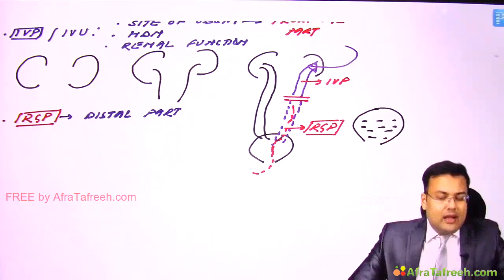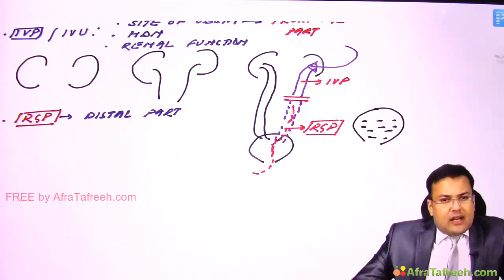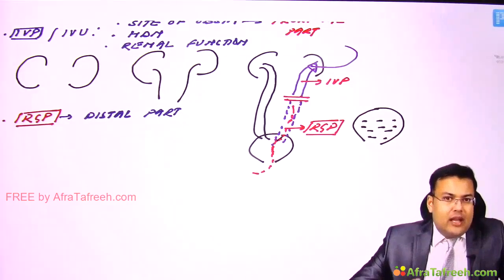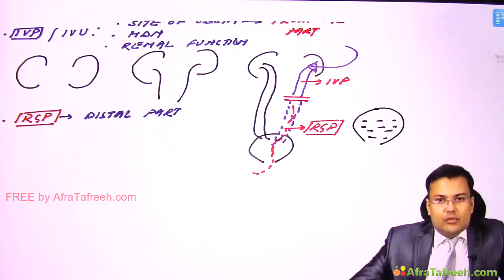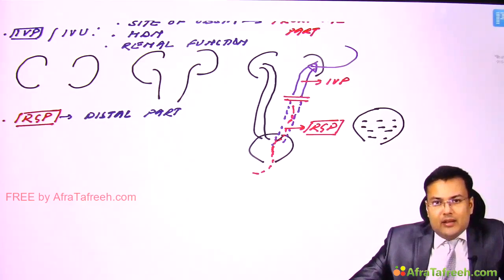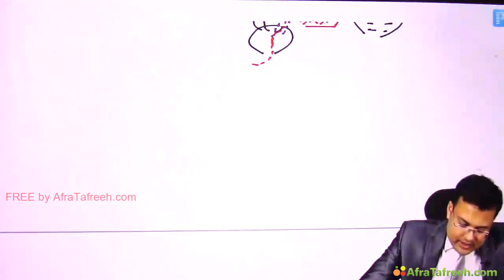Okay, now lots of questions are asked nowadays related to radionuclide scans. And the radionuclide scans are also used in renal stones, in kidney. So what are the radionuclide scans which are used? One is DTPA scan, one is DMSA scan, one is MAG3. So one by one we are going to discuss. First, DMSA scan.